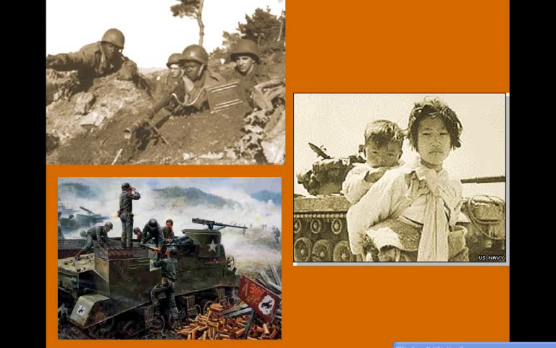A couple of quick pictures for you to look at. The photo on the right is a photo of a Korean girl and what looks like her younger brother fleeing from the fighting. The photo on the top left is actually a photo of American troops fighting during the Korean War. This is an important photo because the Korean War is the first war where the U.S. Armed Forces were integrated. Segregation was still going on in the United States through the 1960s, but in 1947, the U.S. Armed Forces integrate, and black soldiers and white soldiers fight alongside of each other. The first time that actually happens in combat is in the Korean War.